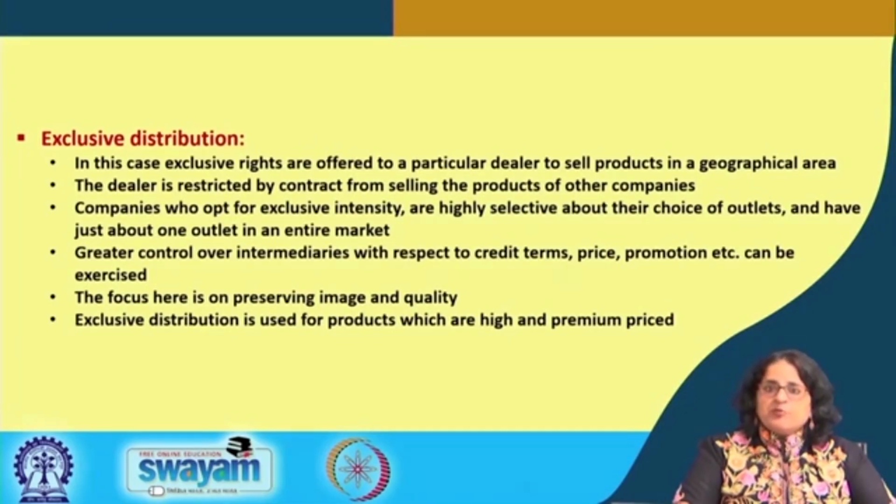So, companies who opt for exclusive intensity are highly selective about their choice of outlets and have just about 1 outlet in the entire market. And greater control over intermediaries with respect to credit terms, price, promotion, etc. can be exercised. The control that companies can exercise over their dealers and distributors is very tight, and there is a huge emphasis on preserving image and quality of the product and of the brand and of the organization as a whole.